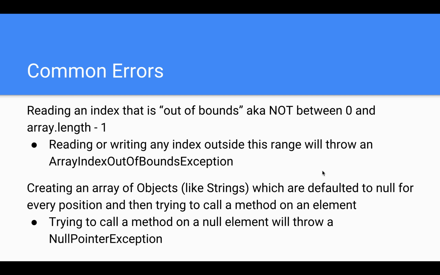Common errors. Reading an index that is out of bounds, aka not between 0 and the length of the array minus 1. Reading or writing any index outside this range will throw an ArrayIndexOutOfBoundsException. Another error is creating an array of objects like strings, which default to null for every position, and then trying to call a method on an element. Trying to call a method on a null element will throw a NullPointerException.